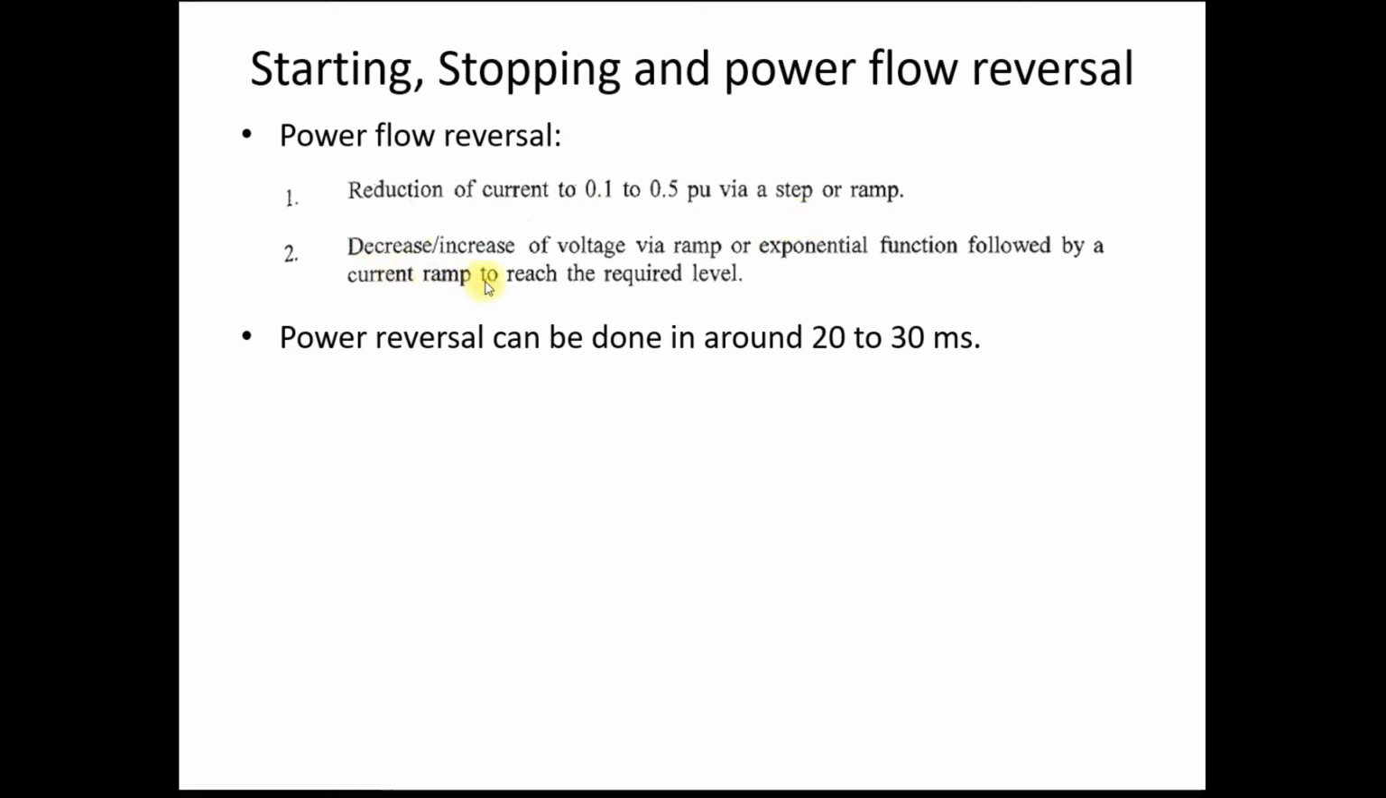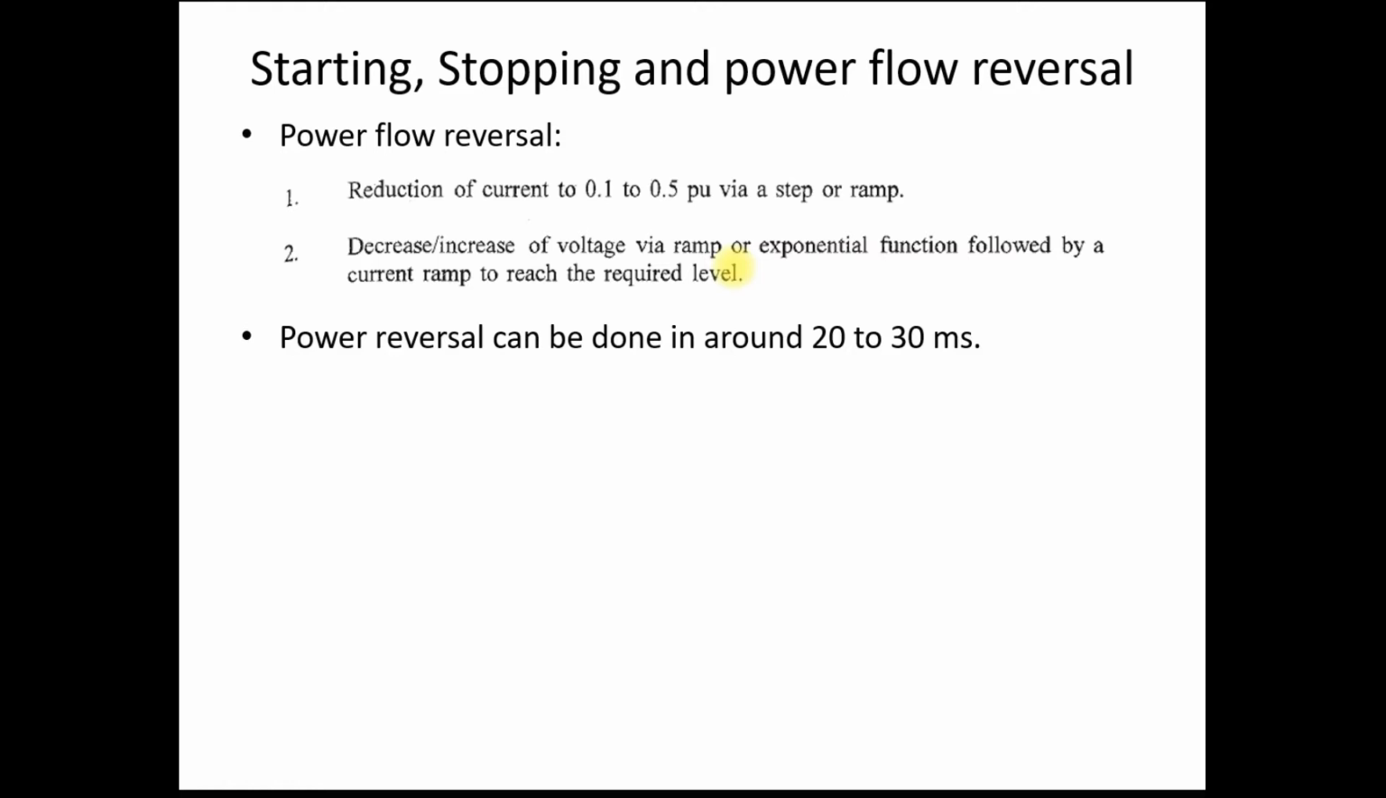Then you decrease or increase the voltage via a ramp or exponential function, followed by the current ramp to reach the required level. As we know, the current on the DC side is positive, so we achieve the reversal of power flow by changing the polarity of the voltage at the DC side. Suppose at the rectifier we have positive voltage and positive current, so current is flowing from rectifier to inverter. The rectifier is converter 1 and the inverter is converter 2. But now we require the reversal of power flow from converter 2 to converter 1. So now converter 2 acts as a rectifier and converter 1 acts as an inverter.